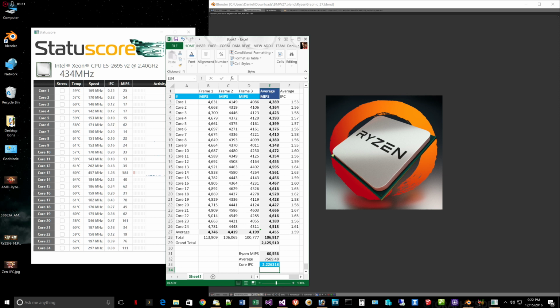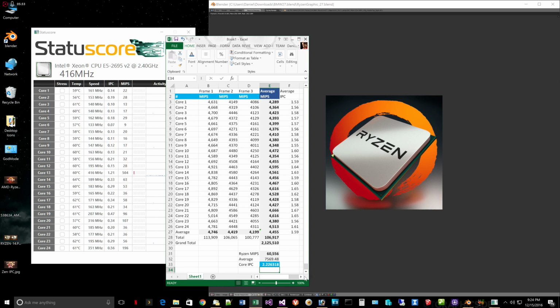So there you have it. The Zen Core processor is executing 2.2 instructions per clock cycle when rendering that image. So you guys are probably wondering, well, what does that mean? What is 2.2 instructions per clock cycle? What does that really mean? Because I don't have anything to compare it against. I don't know what's normal, what's average, what does the Broadwell E do?